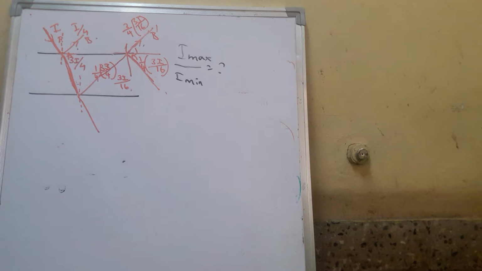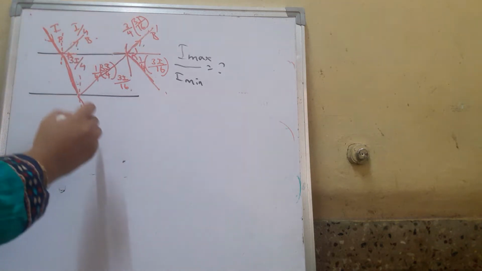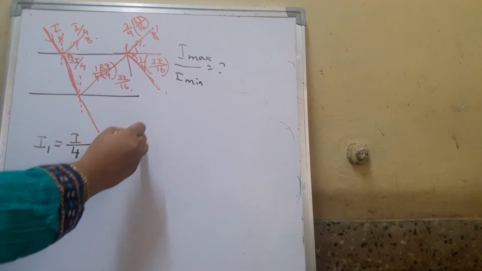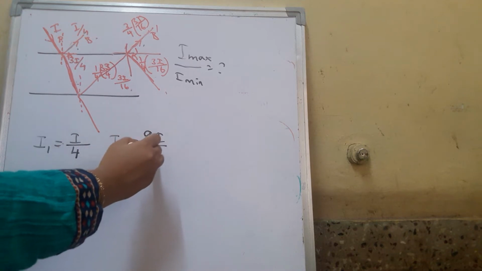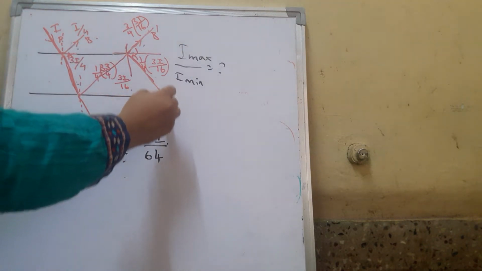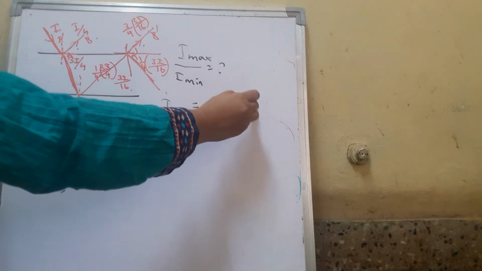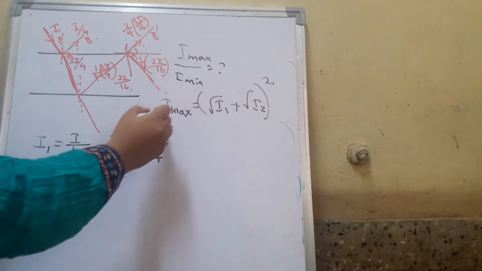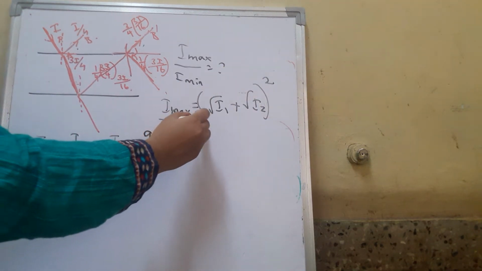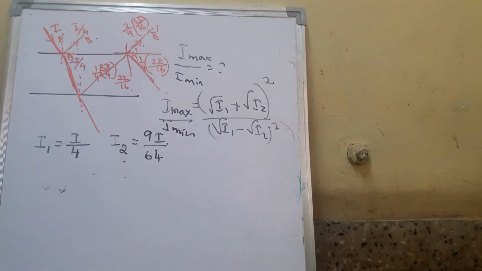இப்போ இந்த intensity வெளில வர line intensity என்னன்னு சொல்லலாம்? I/4 ன்னு சொல்லலாமா? இந்த light, இந்த A prime B prime ஓட intensity I2 ன்னு சொல்றேன். அது 9I by 64 ன்னு சொல்லலாமா? கரெக்ட்டா? I maxima by I minima நான் கண்டுபிடிக்கணும். இப்போ எனக்கு I1, I2 தெரிஞ்சிருச்சு. I maximum is nothing but square root of I1 plus square root of I2 the whole square, by I minimum, square root of I1 minus square root of I2 the whole square. Correct?